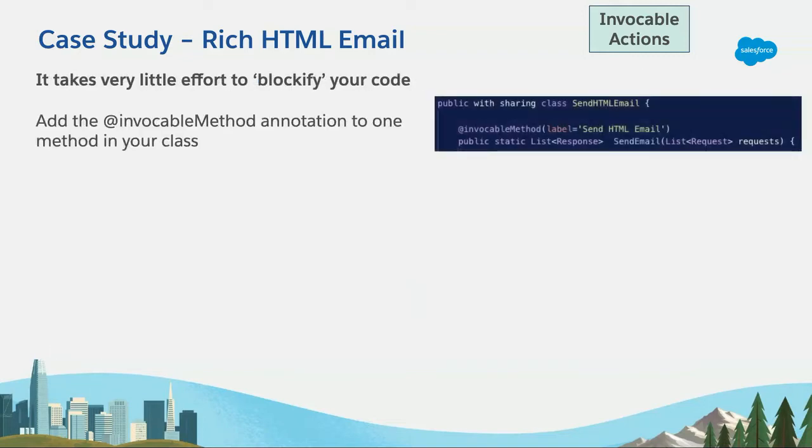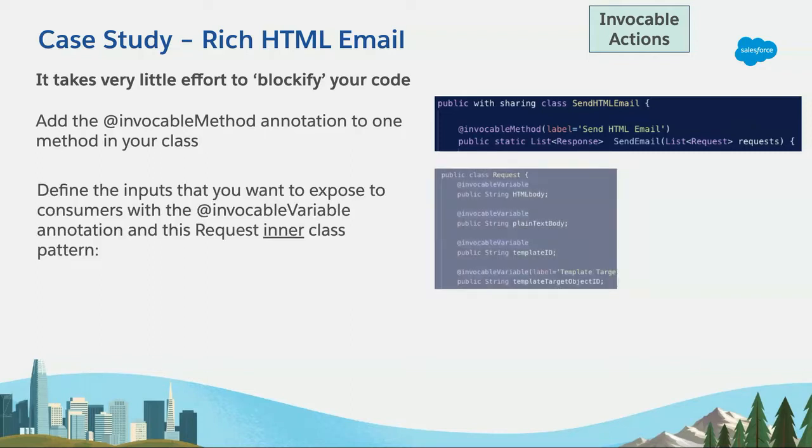So how do you do this? It's very easy to turn code into these building blocks. The main magic is this little invocable method annotation. You add that to one of your methods, it will show up in those 4 builders.